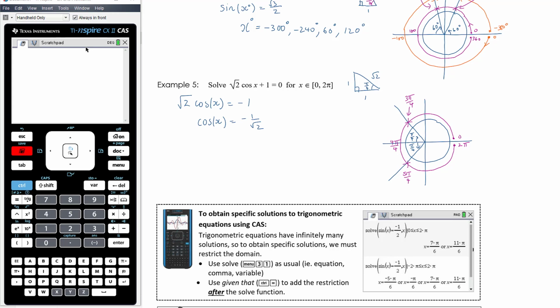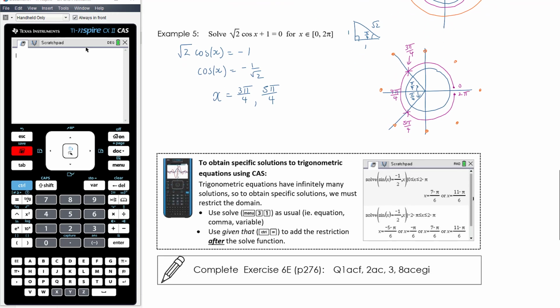You could also just count. Just count in quarters: pi on 4, 2 pi on 4, 3 pi on 4, 4 pi on 4, 5 pi on 4, 6 pi on 4, 7 pi on 4, 8 pi on 4. Alright, so my two solutions, x is equal to 3 pi on 4 and 5 pi on 4.